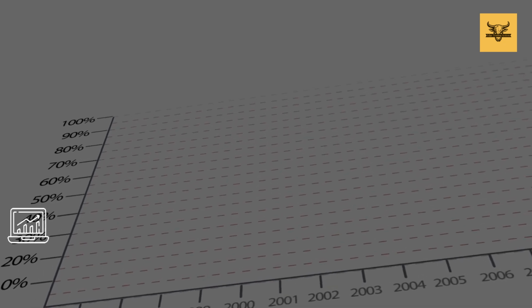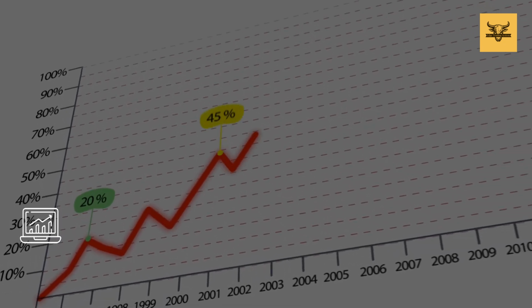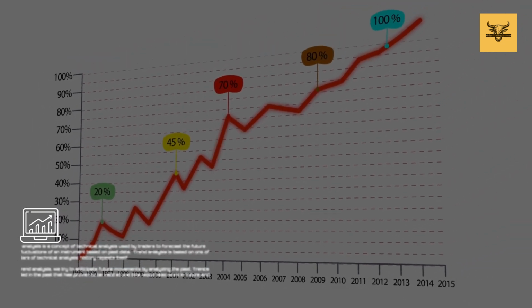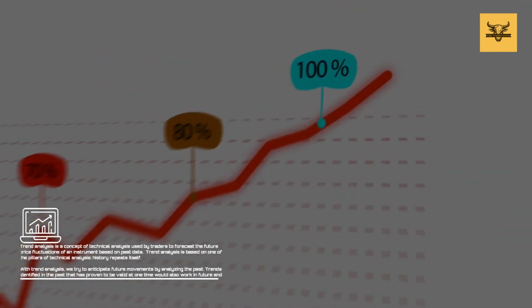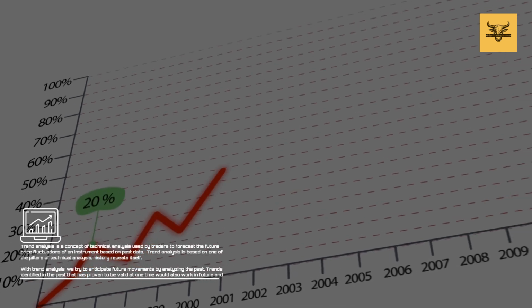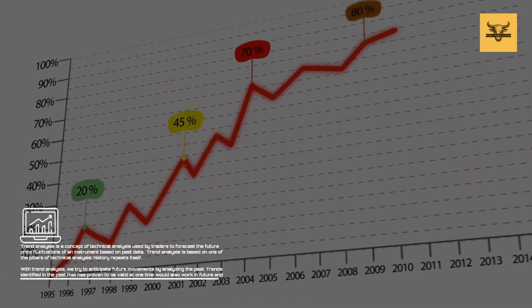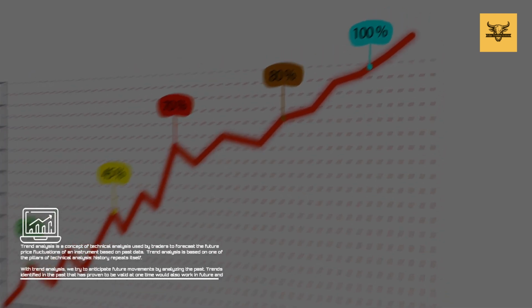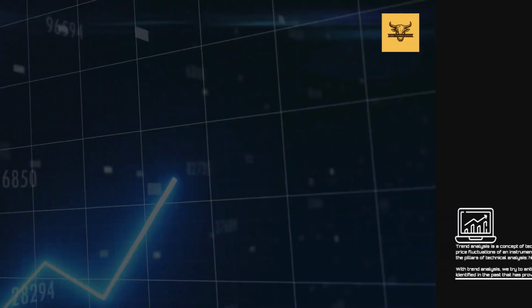Trend analysis is a concept of technical analysis used by traders to forecast the future price fluctuations of an instrument based on past data. Trend analysis is based on one of the pillars of technical analysis: history repeats itself. With trend analysis, we try to anticipate future movements by analyzing the past. Trends identified in the past that have proven to be valid at one time would also work in the future and will help to anticipate future trends.